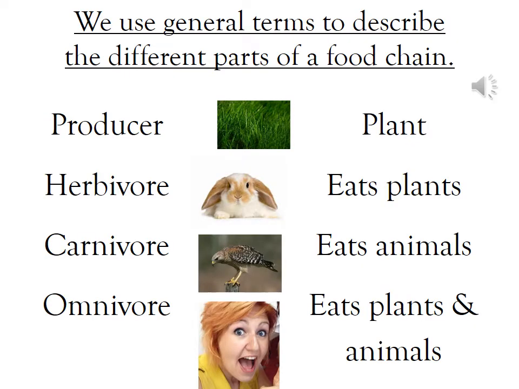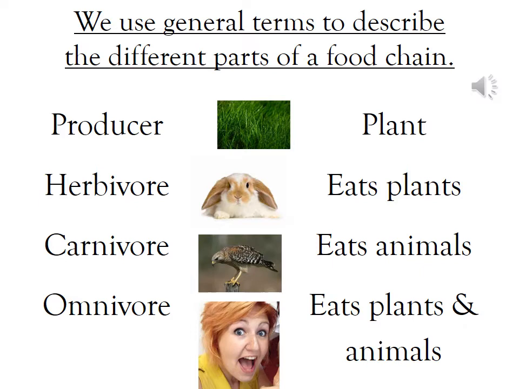After you've made that food chain, we know that there are particular names that we give organisms in a food chain. So what's always going to be at the start is a plant. Plants are called producers. The reason they're called producers is because they can produce their own food using sunlight. Only plants can do this.